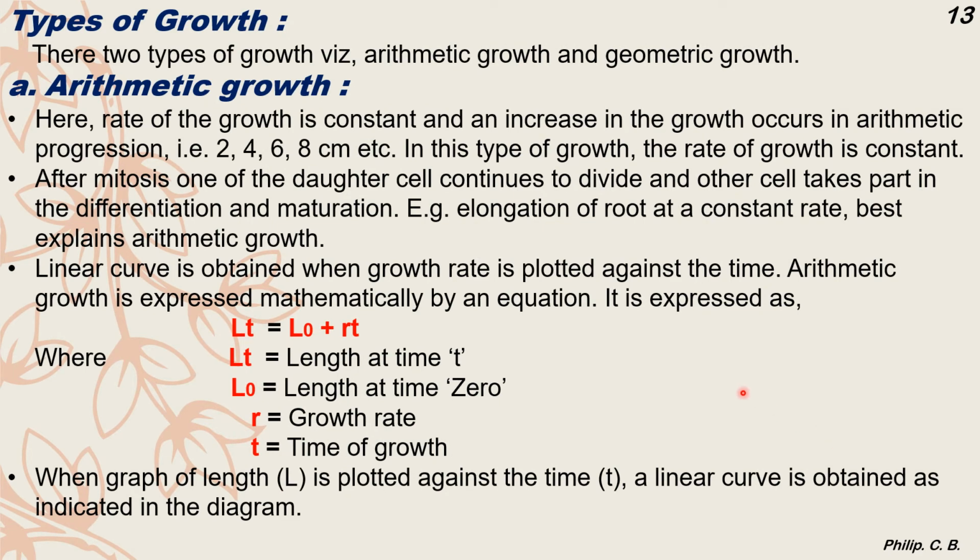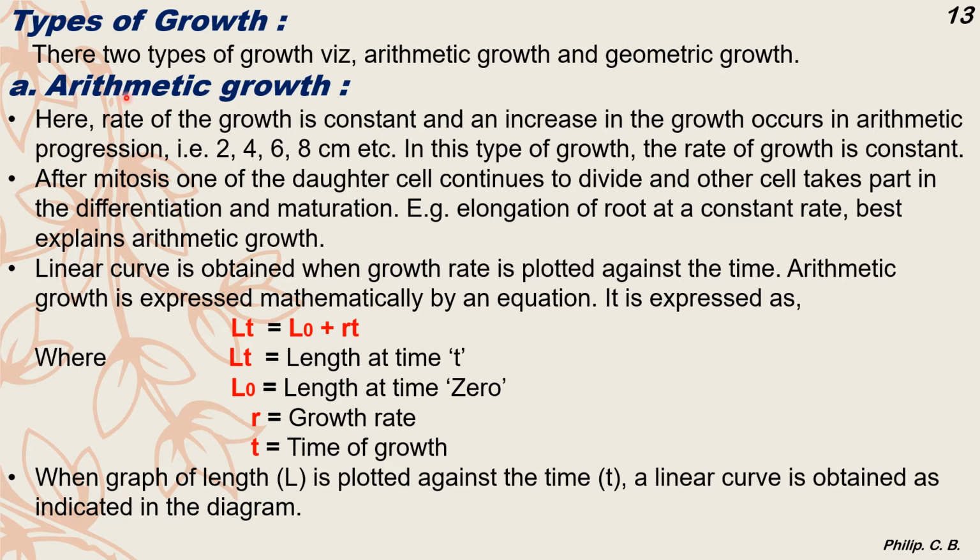Now further, types of growth. There are two types of growth: arithmetic and geometric. Now, just as we learned how the growth takes place and what all things can be used for the measurement, the growth can be put into two categories, that is arithmetic and geometric. Both terms you are familiar with, they are mathematical terms. So you can have an understanding of how the arithmetic growth takes place and how the geometric growth takes place.